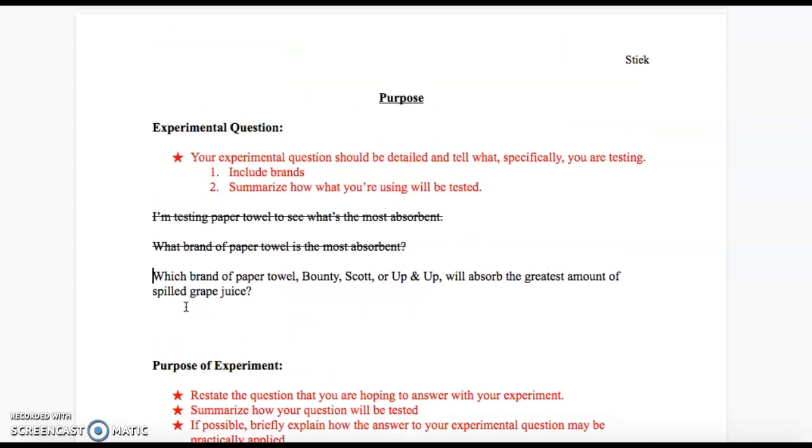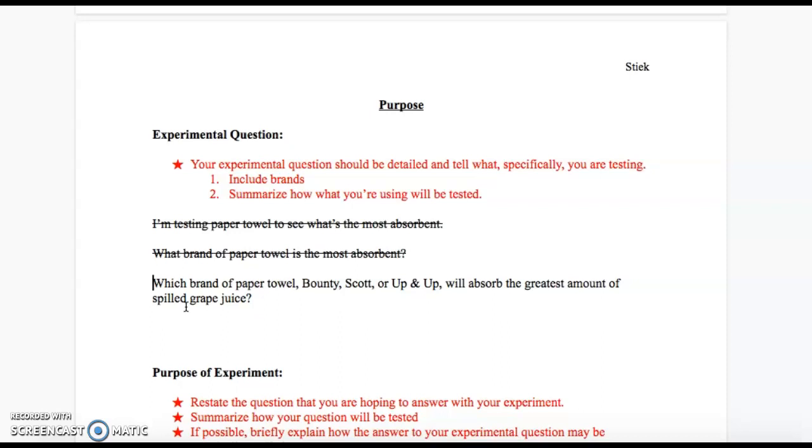So that is the purpose page. Remember that the purpose page is due still this week, so use your time wisely, be focused. If you have questions, please let me know. I am happy to help. Good luck.